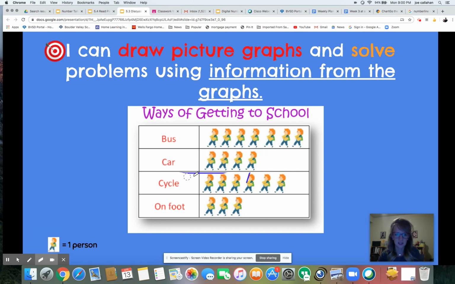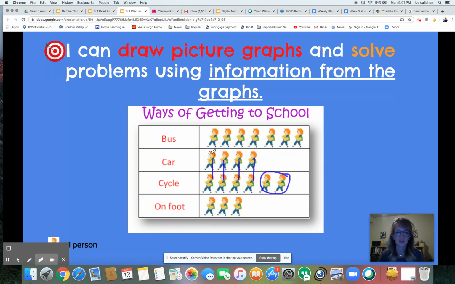How many more kids ride their bicycle than ride in the car? Well, let's see. They're tied here, tied here, tied here, tied here. There's no more kids that ride in the car, but I see 2 more that ride their bicycle. So this number is 2 bigger or 2 greater than this number. So there are 2 more kids who ride their bicycle to school than who ride in a car.